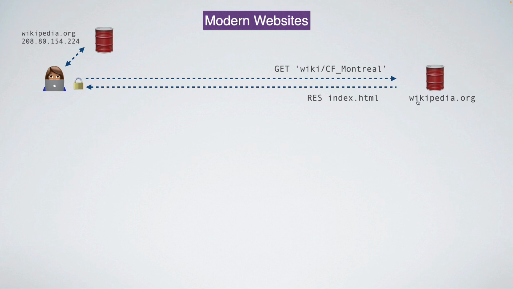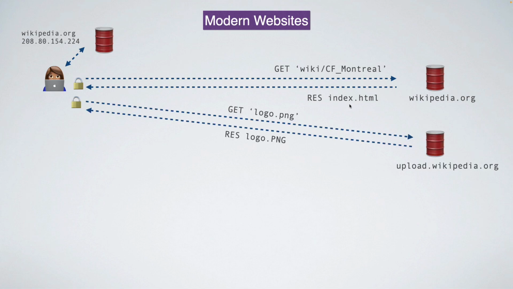Okay, so the page I'm getting is wikipedia.org/wiki/CF Montreal/index.html, which is the page. And then that's going to be its response to me. So it's going to send me this HTML page. Then I'm going to load the HTML page, and it's going to have a bunch of HTML.